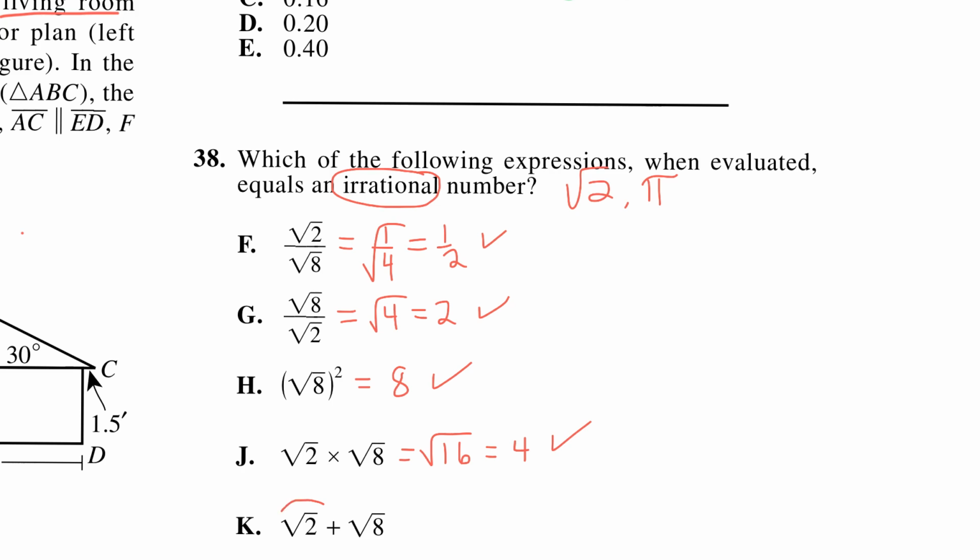Square root of 2 is irrational, and this is 2 square root of 2. That's irrational. So if you have square root of 2, square root of 8 can be simplified as 2 square root of 2. That would be 3 square root of 2, and the square root of 2 is a problem. This is irrational. And so the answer has to be K for number 38.